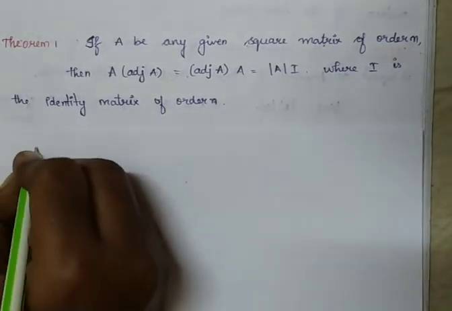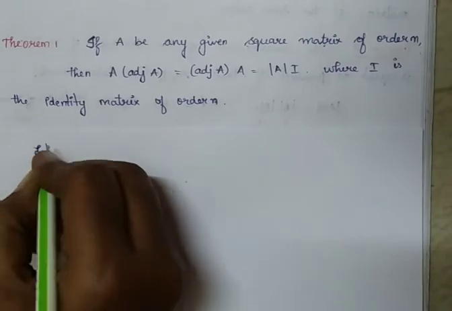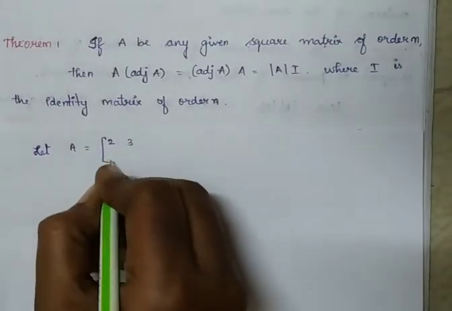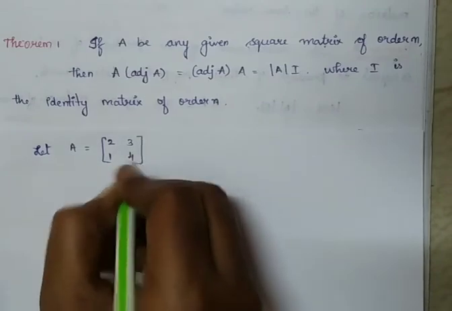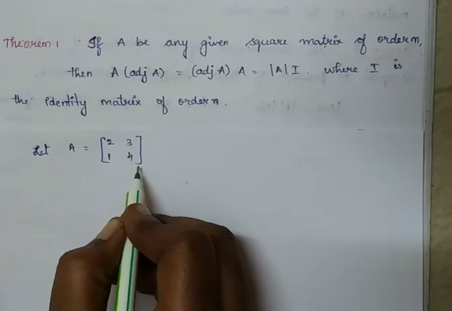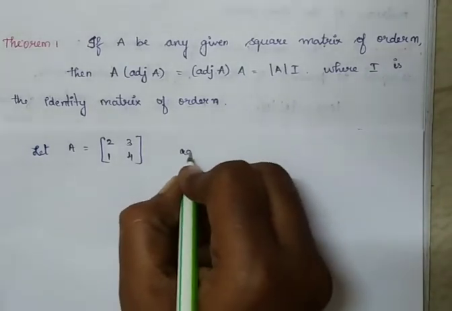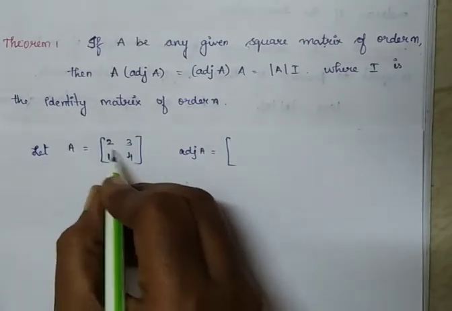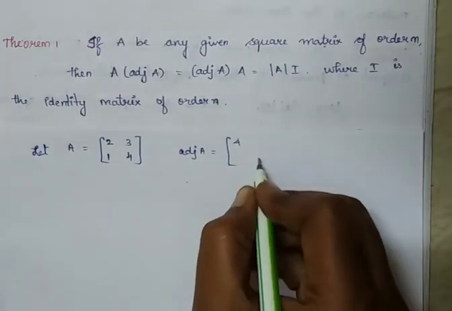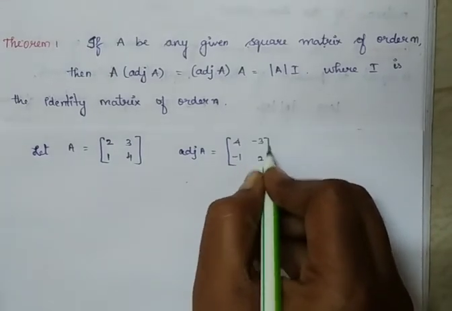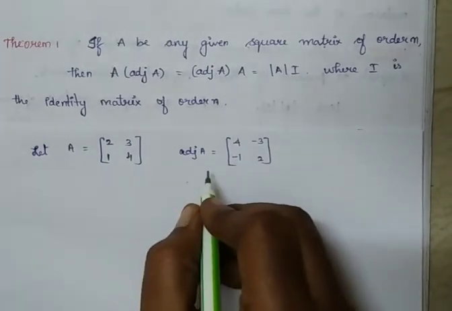Now, let us take a matrix of order 2: 2, 3, 1 and 4. If we are taking a 2 cross 2 matrix, then finding the adjoint of A is very easy. For the leading diagonal, we just interchange the elements, and for the remaining two, we just change the sign of the given number. Now this gives the adjoint of A.